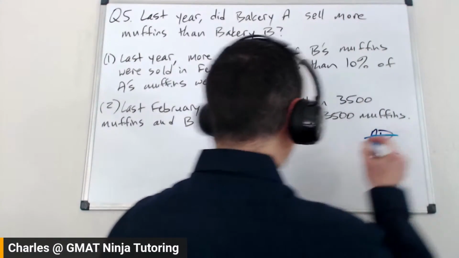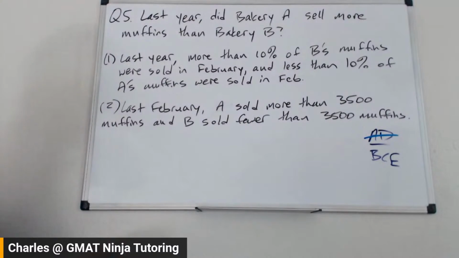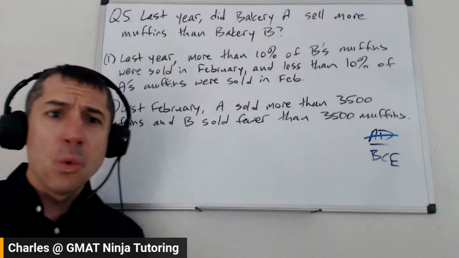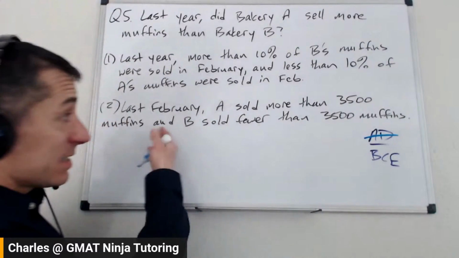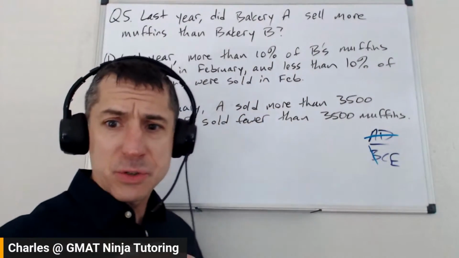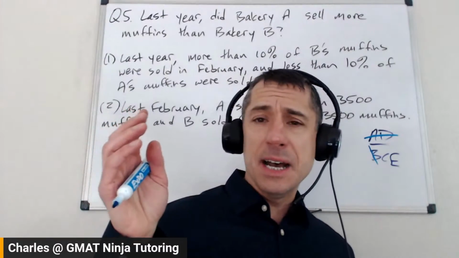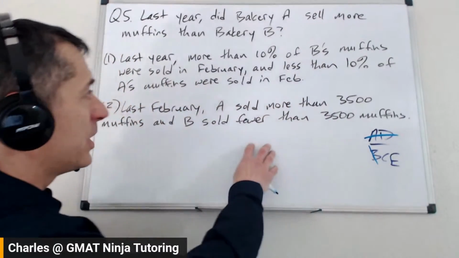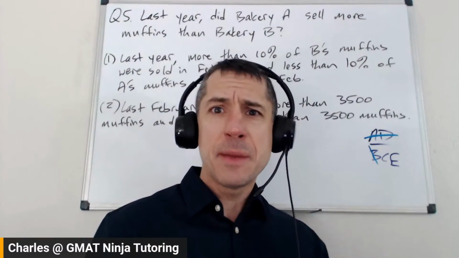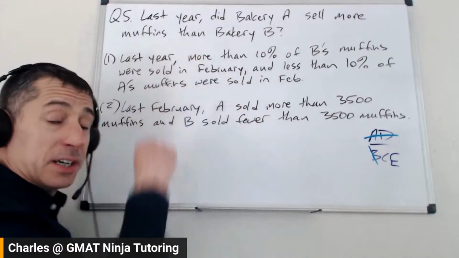So A and D are out. Similar deal with statement 2 by itself. Hey, last February, A sold more than 3,500, B sold fewer than 3,500. Why am I reading this? We're still stuck in February. What happened in the rest of the year? I don't know. And it's really easy. What I saw that was really interesting on the live group is pretty much immediately from here, because you can take that idea of, hey, statement 1's about February, statement 2's about February, questions about last year. I don't care. The answer is E.